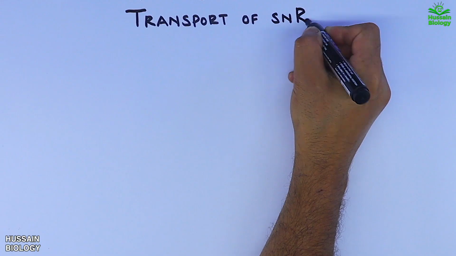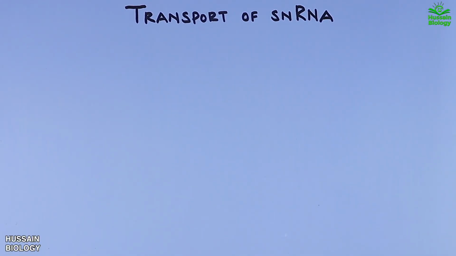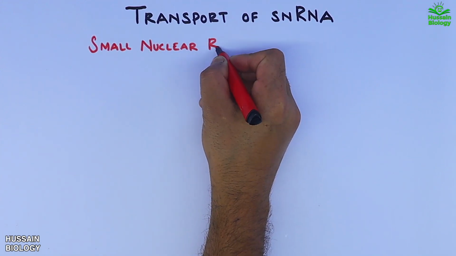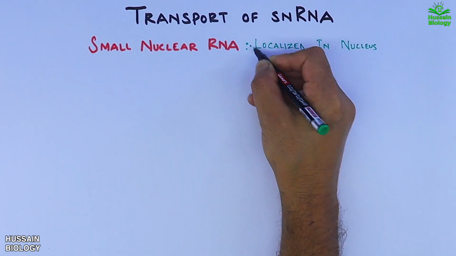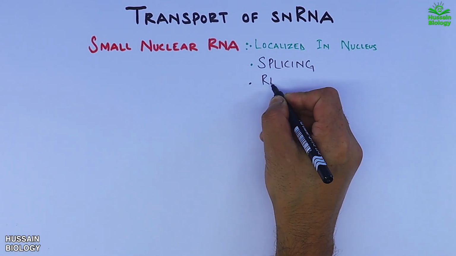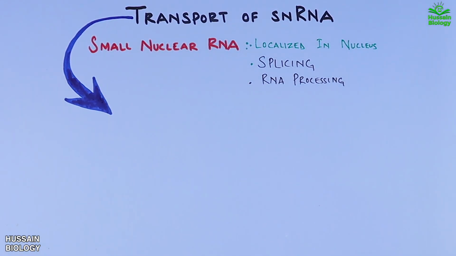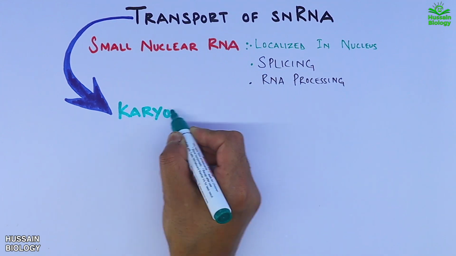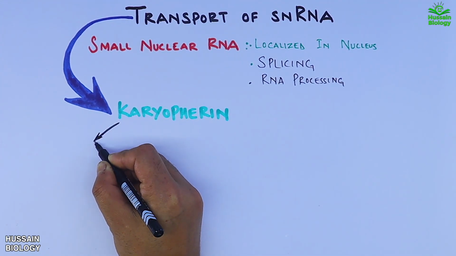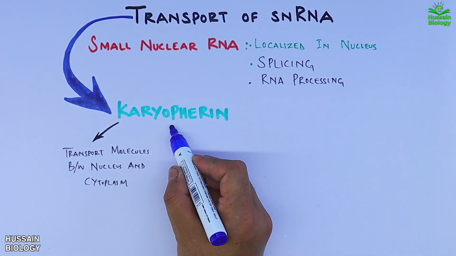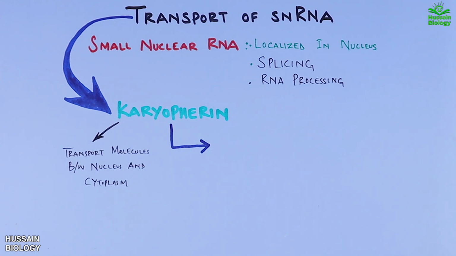In this video, we'll be discussing the transport of snRNA between the nucleus and cytoplasm. The snRNA, that is small nuclear RNA, is localized in the nucleus, which mediates splicing and RNA processing. The transport of snRNA between the nucleus and cytoplasm is mediated by karyopherins. And there are several types of karyopherins, like karyopherins for export and karyopherins for import.